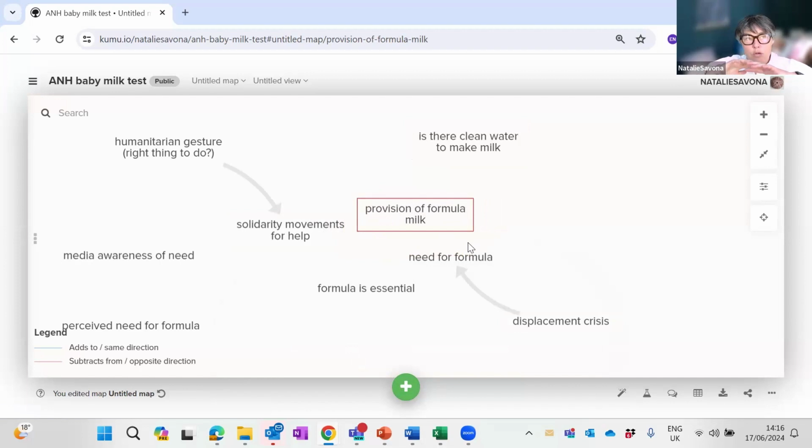What the facilitator's role is, is to try and get each factor as tight as possible. So in fact, I've already really made a mistake here. Not a mistake, but the true story is you don't have a displacement crisis, which creates a need for formula. The displacement crisis creates poverty, lack of supplies, which creates the need for formula.